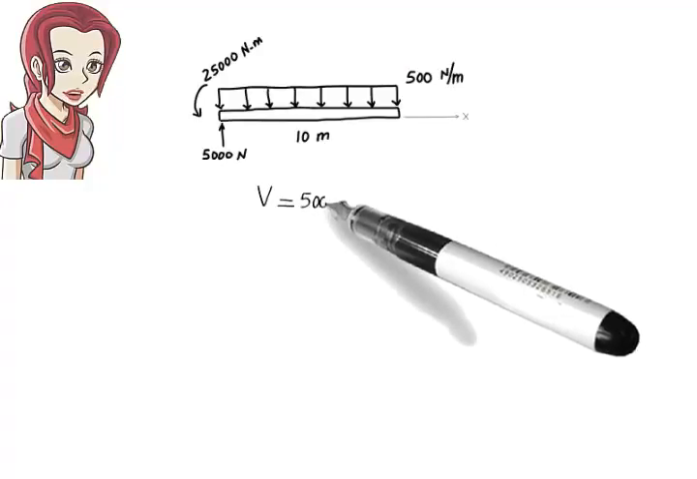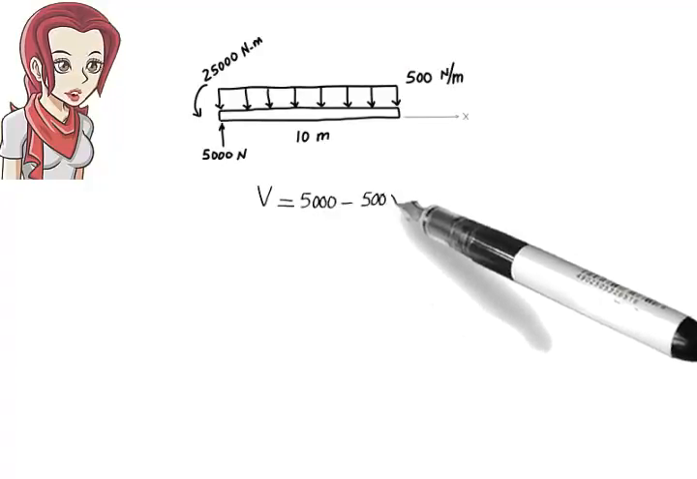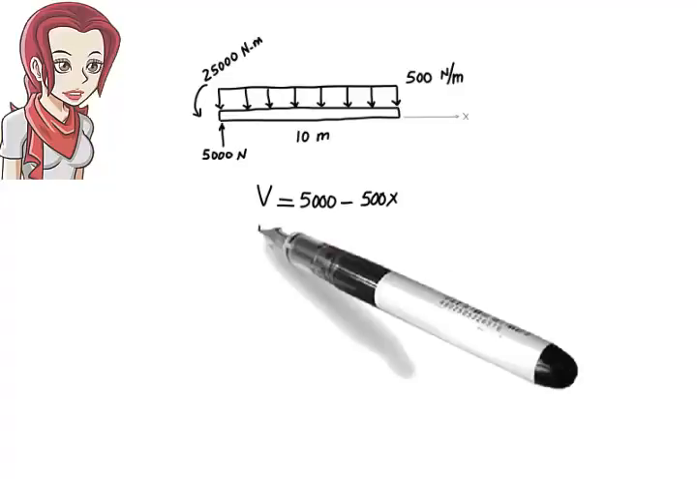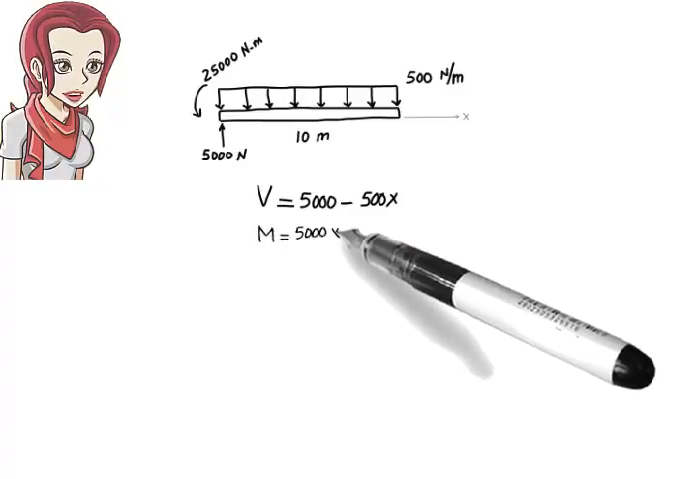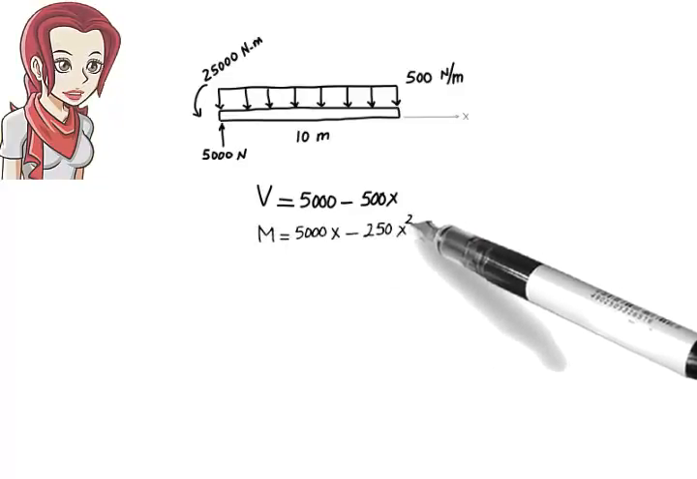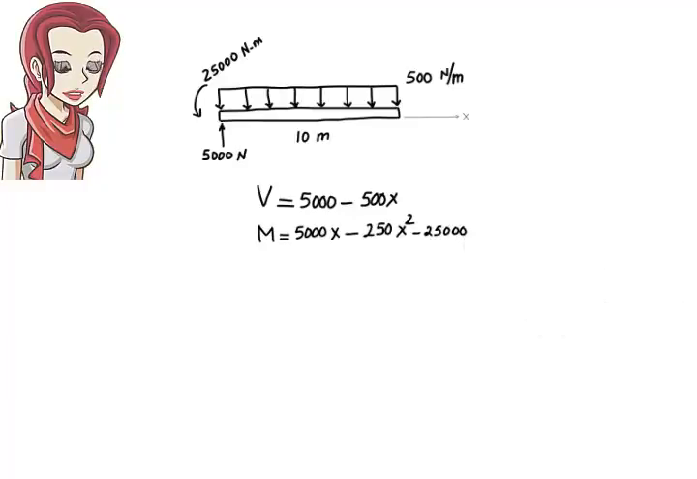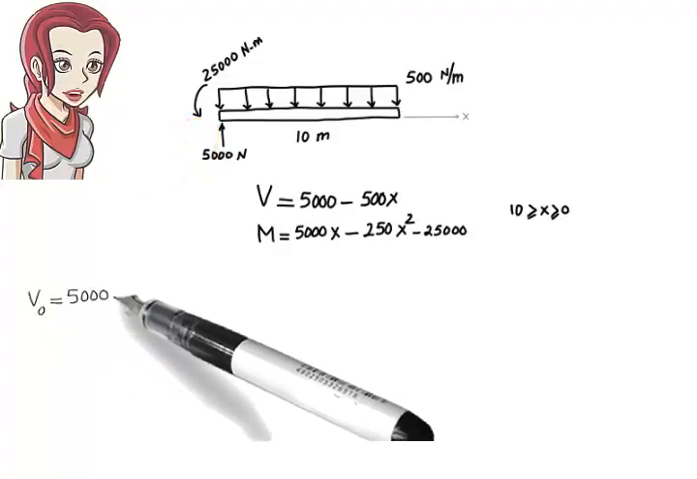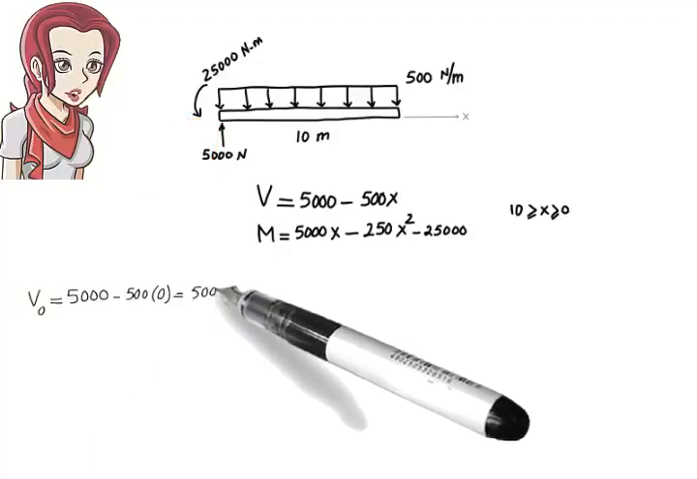So these are our shear and moment equations for the beam. We can use them to calculate shear and moment at any point in the beam. For example, what is shear and moment at the left end of the beam where x equals 0? V of 0 equals 5,000 minus 0 or 5,000.